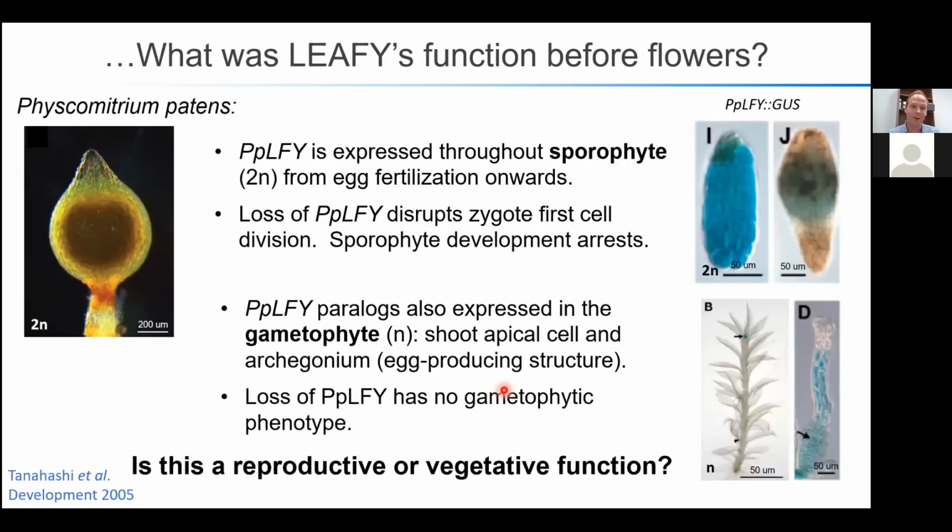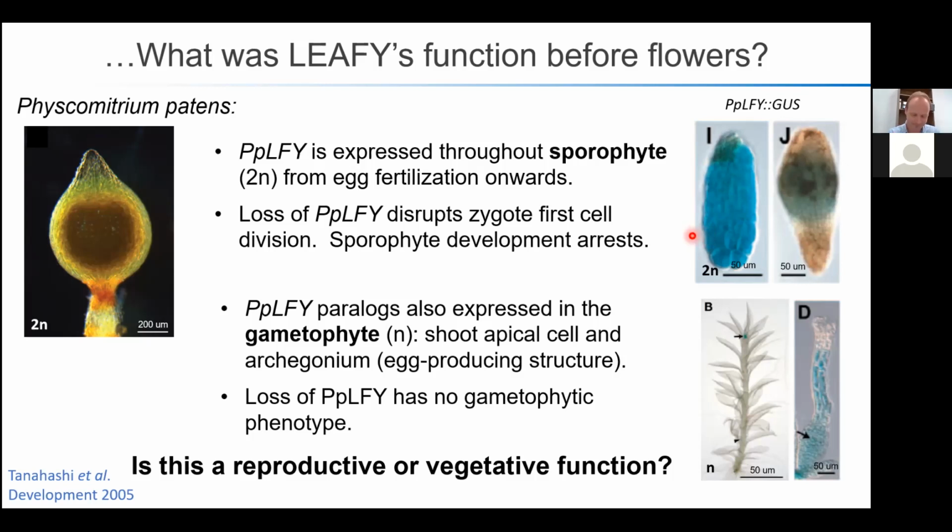And until recently, the only information we actually had about LEAFY function outside of the flowering plants was in this moss, this bryophyte Physcomitrium, which again, this spore capsule is the equivalent of the whole plant, effectively, for Arabidopsis. So the comparison is quite challenging, really. So people working on this found that the moss LEAFY was expressed throughout this diploid from the point where it was fertilized. And so here on the right, you can see a GUS reporter showing you that as it develops. And loss of LEAFY function disrupted development of that sporophyte completely.